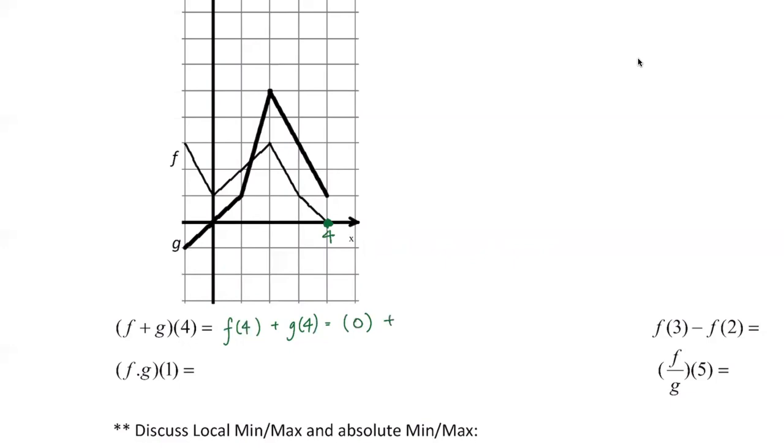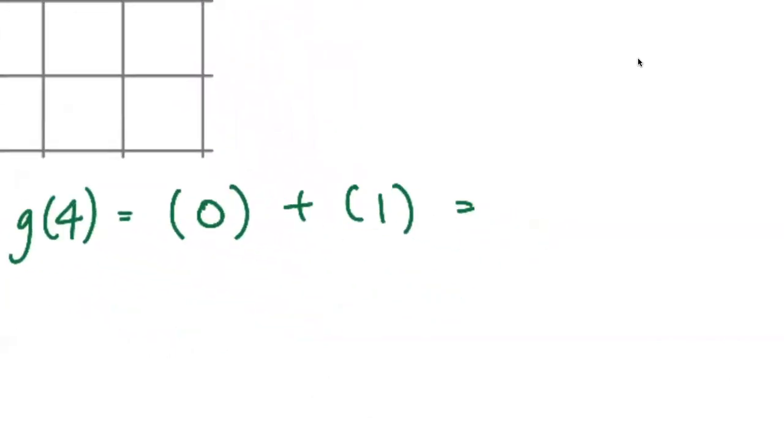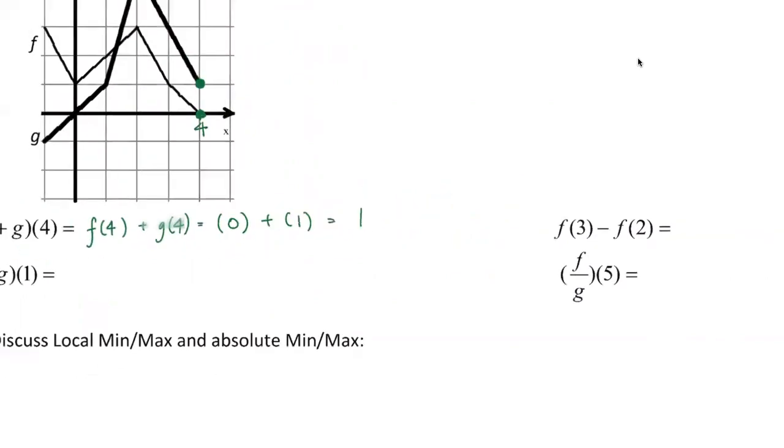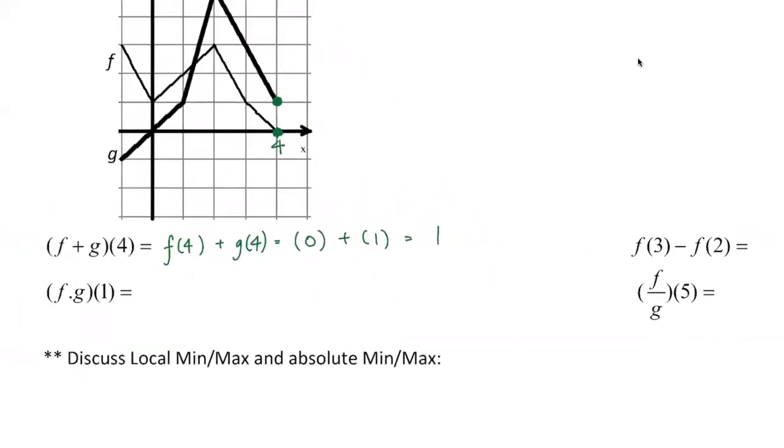So 0 plus g of 4, and g of 4 is right here, so it is equal to 1. The addition is simply 0 plus 1, which is equal to 1. Very straightforward. The only thing challenging here is, do you know how to interpret the notation? And do you know how to look at the notation f of 4 and find the corresponding function value? If you know how to do these two tasks, easy stuff.